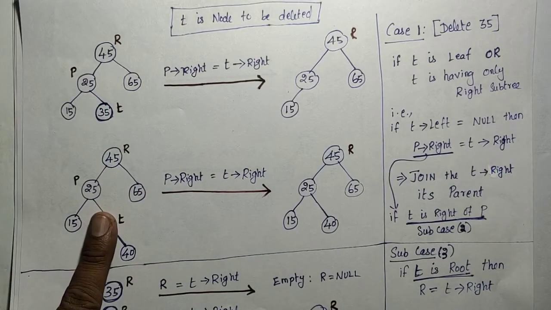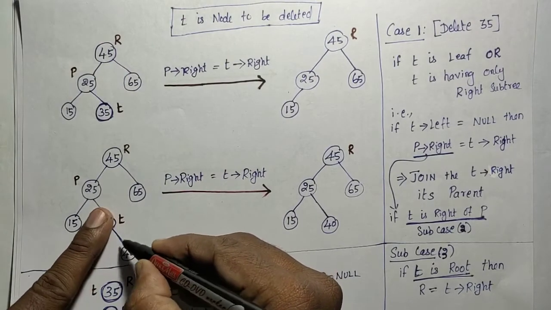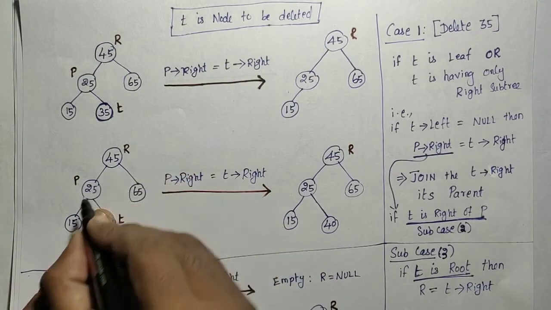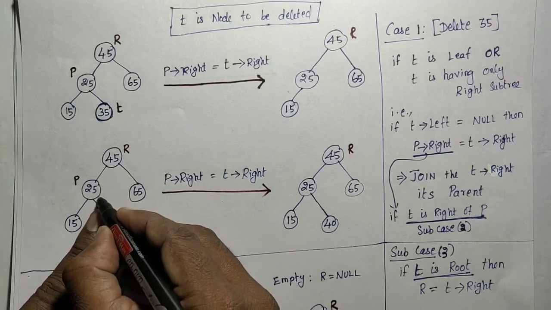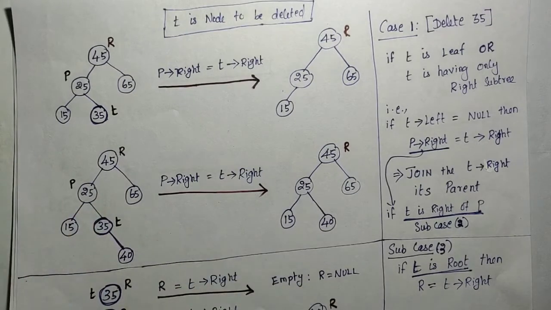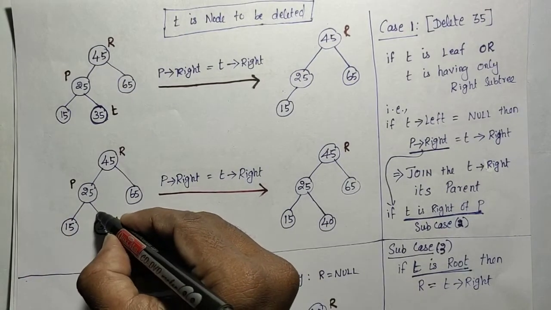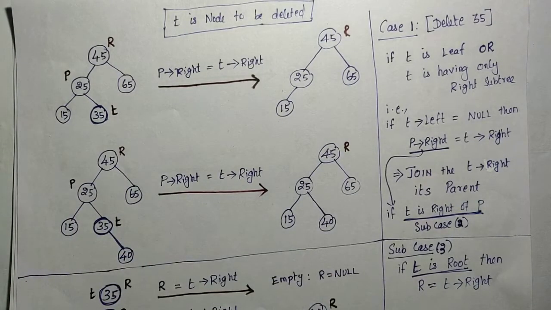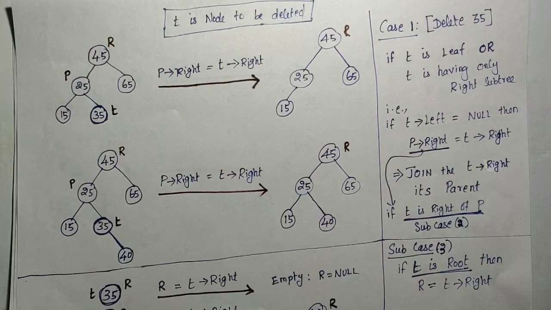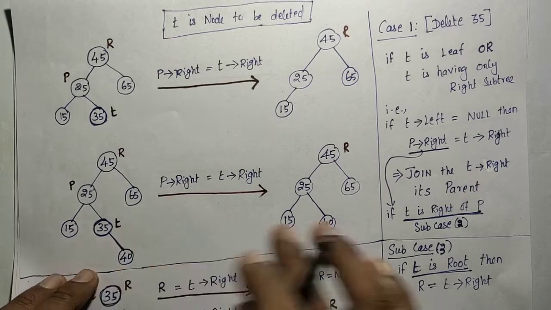Here also, what is happening is that T of right is 40. That link will be linked with the P of right, so this link will be created. It means that this link will be cut automatically. Then you can delete this node. So that is what we have to write.